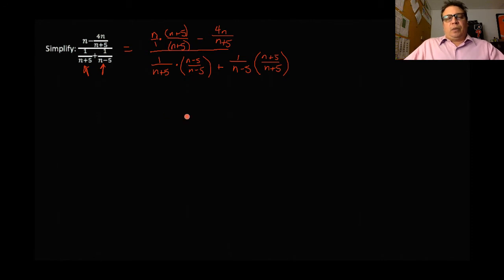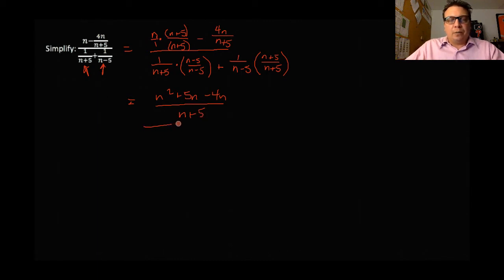All right, so what we've done is we've just gone through and created common denominators so I can now deal with the addition and subtraction in each. If I look in the numerator here, I'm going to distribute that n, and then I'm going to subtract 4n, so I'm just going to rewrite it. So I get n squared plus 5n minus 4n, all of which is divided by the n plus 5. That's just the numerator of the bigger fraction.